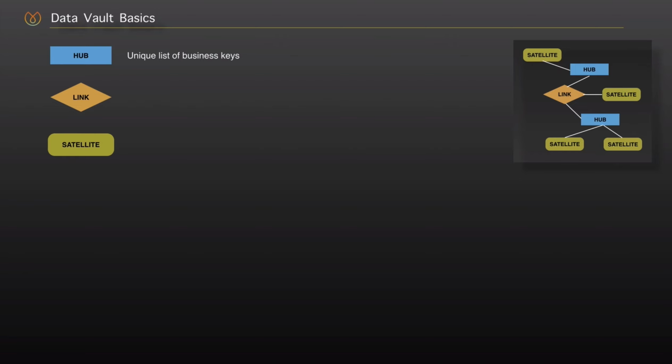And links represent the relationship between several hubs and sometimes other links. It includes the unique combination of the business keys. And satellite contains descriptive historical data associated with the hubs and links.